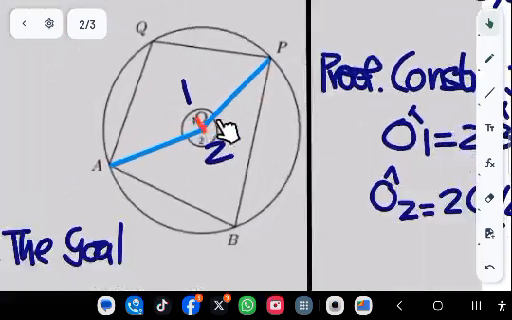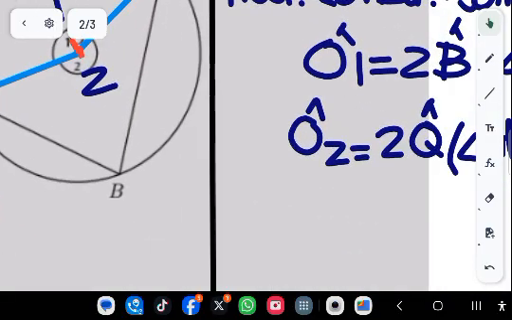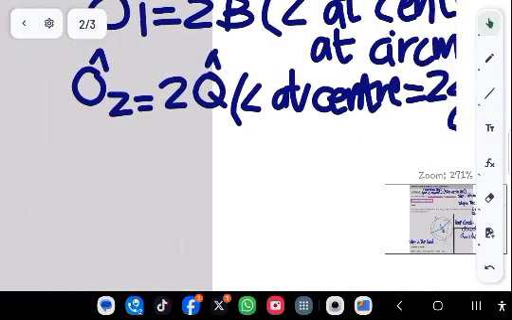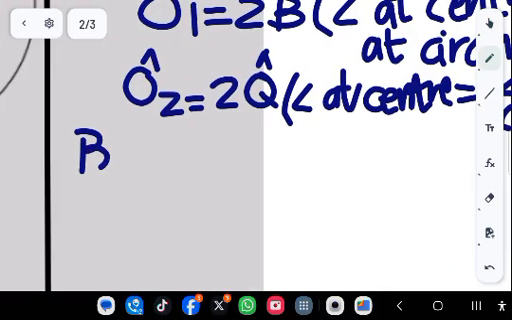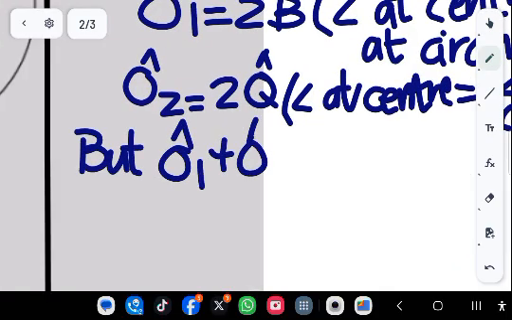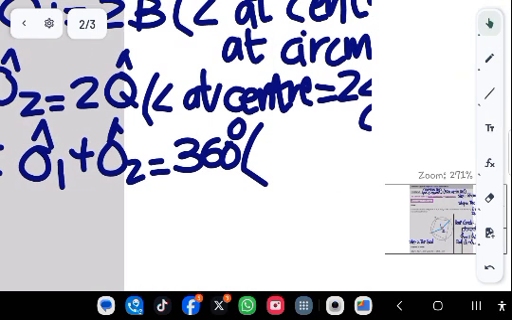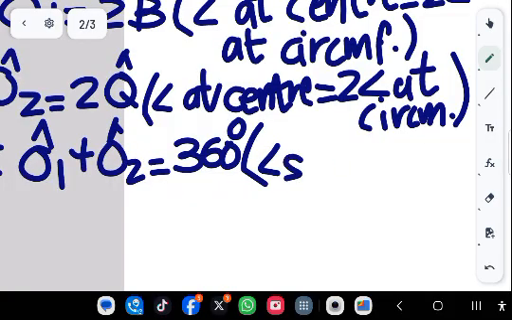Now, notice that the sum of angle O1 and angle O2 is 360 degrees, because these are angles around a point. The sum of angle O1 and angle O2 gives us 360 degrees, and the reason is angles around a point.